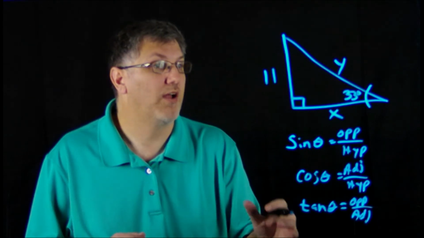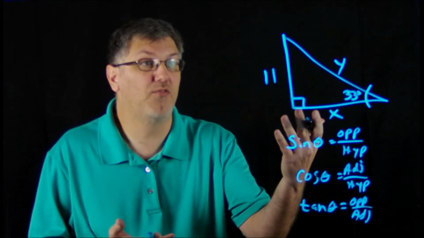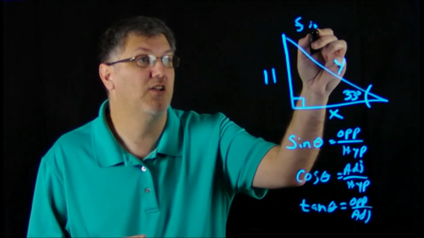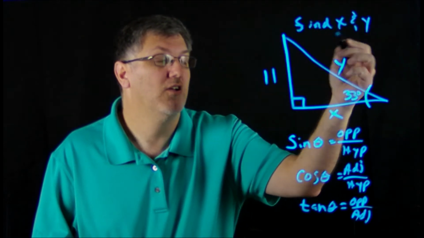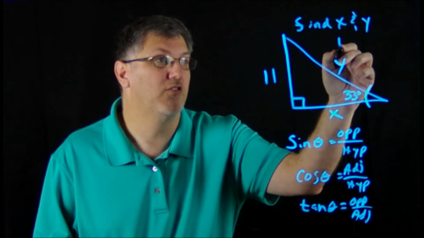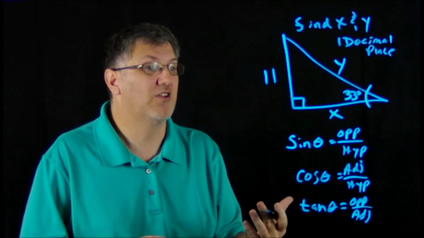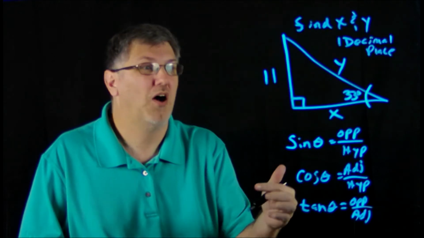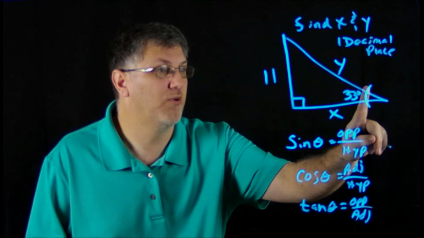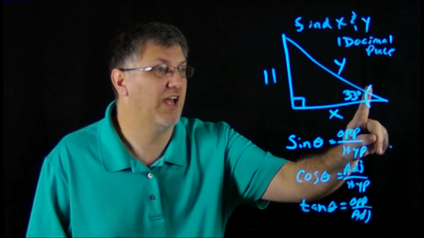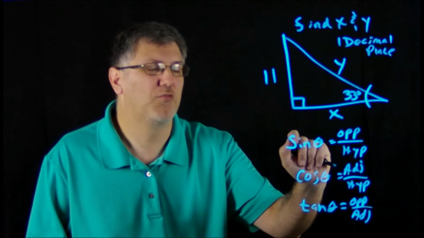All right, so really what I have to look for is, what am I solving for? Well, I'm going to ask you to find x and y. So we're going to say find x and y, let's say to one decimal place. All right, so here we go. Let's solve for x first. Relative to 33 degrees, if I put my finger there, it is touching the x and the hypotenuse. So I have an x, and that's my adjacent.